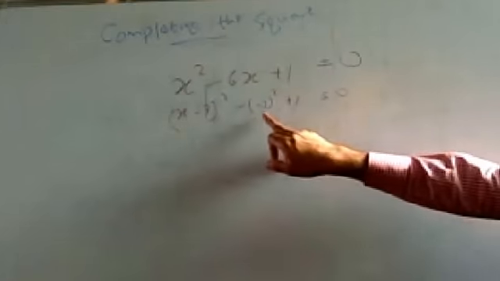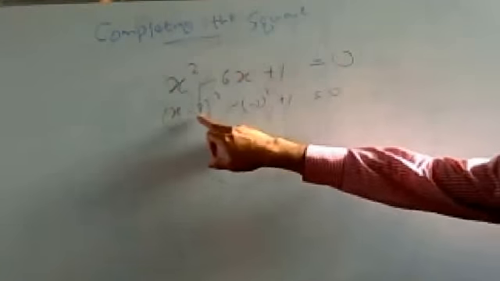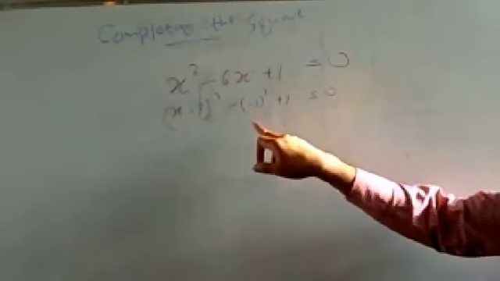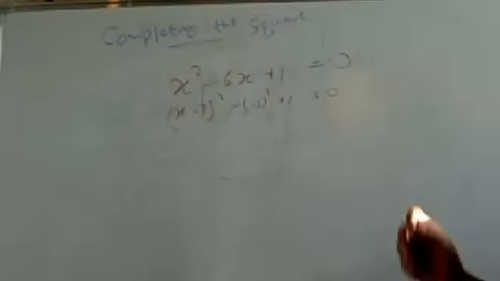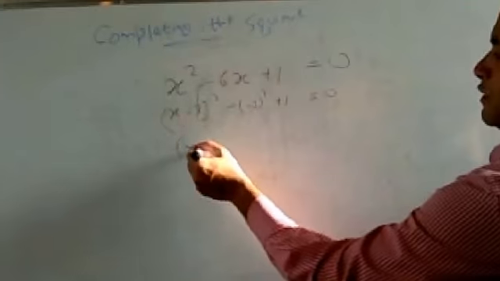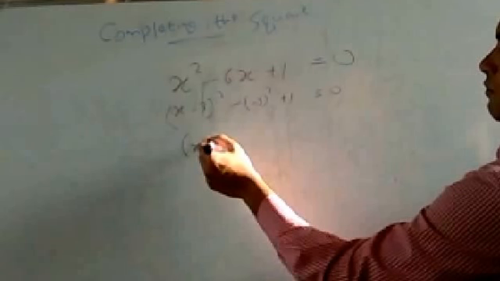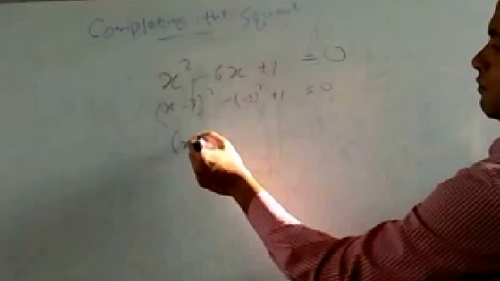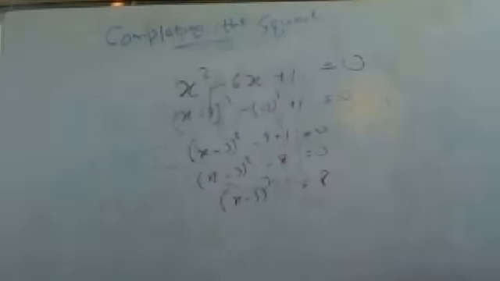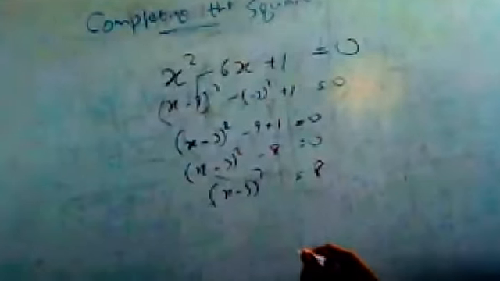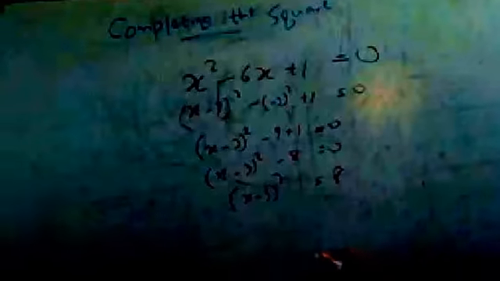I've done x minus 3 because that's half of minus 6, and then take away the minus 3 squared, plus 1. Okay, so that becomes x minus 3 squared minus 9 plus 1 equal to 0. So that's x minus 3 squared minus 8 equal to 0, just simplifying. And then x minus 3 squared equals, if we take this minus 8 to this side, it becomes plus 8. So x minus 3 equals the square root of 8, and that can be plus or minus, obviously.